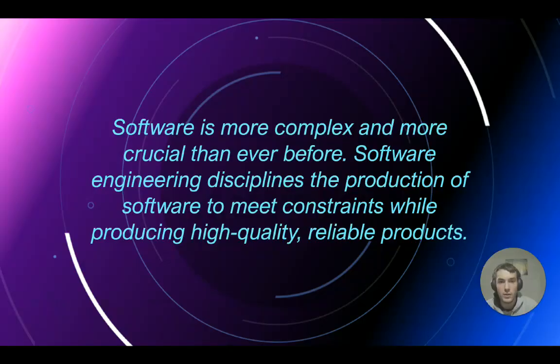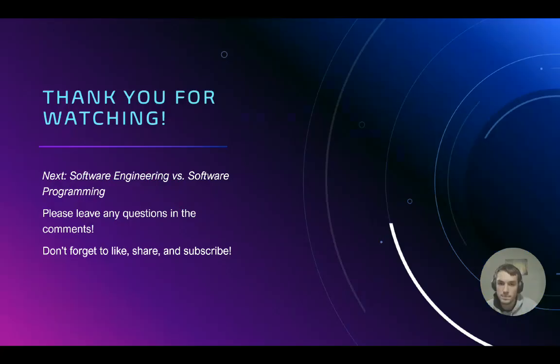Software is more complex and crucial than ever before. Software engineering disciplines the production of software to meet constraints while producing high quality, reliable products. This is why we embrace and embark on software engineering, so that we can have this discipline and this method to tackle these hugely complex and hugely important projects in a way that's going to be more systematic and more careful and is ultimately going to lead to better software.